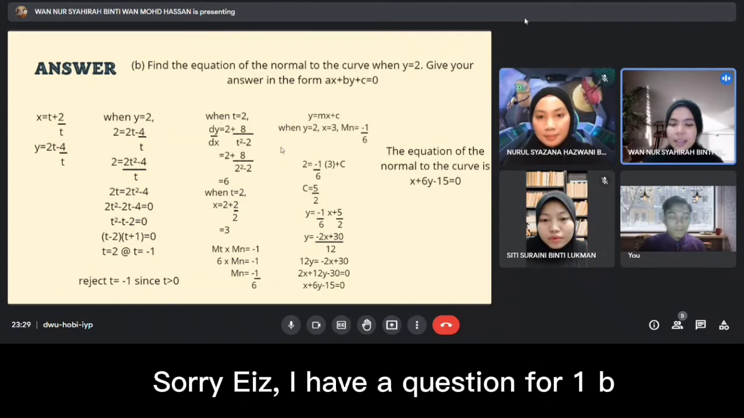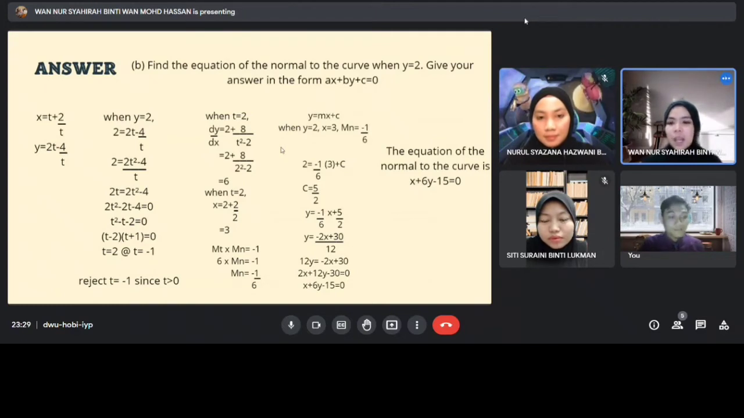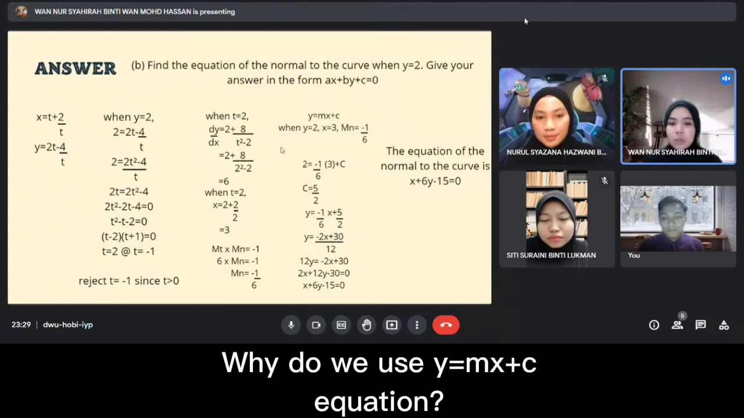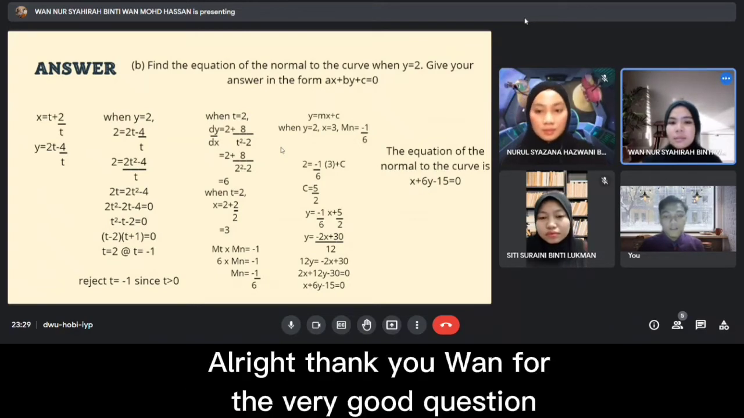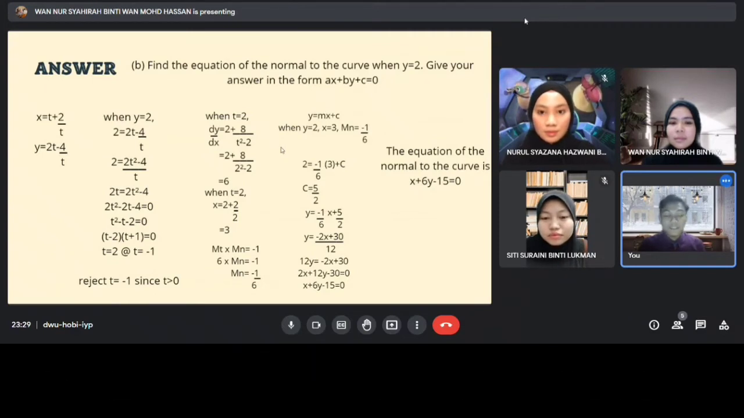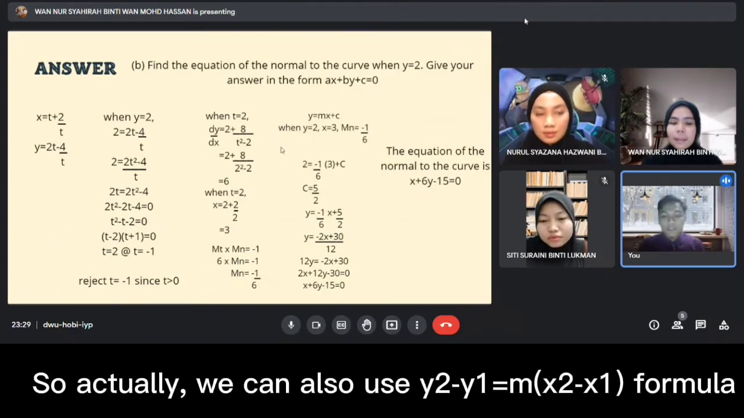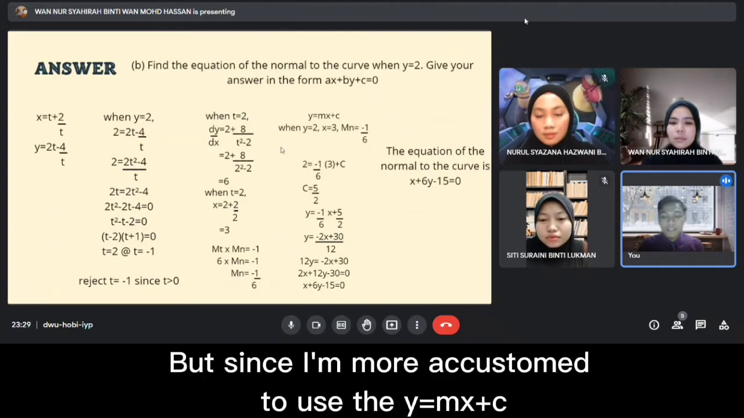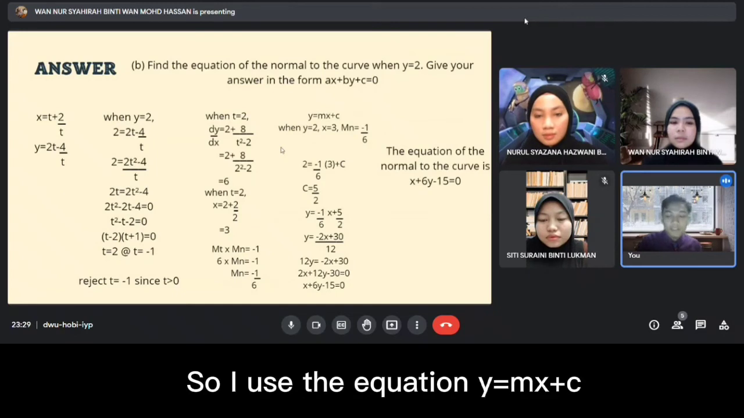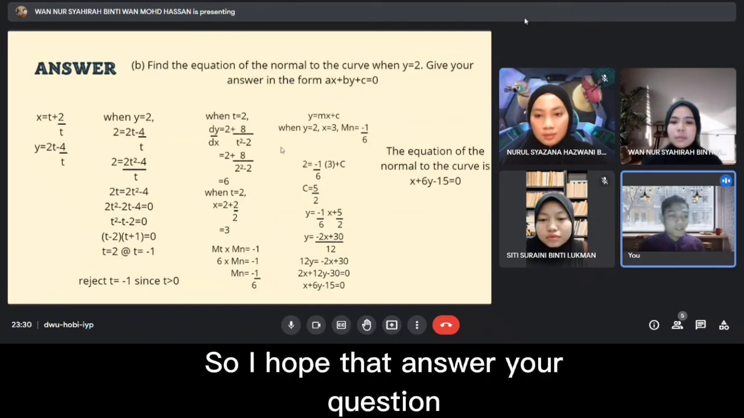Sorry, Ace. I have a question for question 1b. Where do we use the y equal to mx plus c equation? Can we use y2 minus y1 equal to m times x2 minus x1? Alright, thank you Wan for the very good question. So actually, we can also use the y2 minus y1 is equal to m times x2 minus x1 formula. We will still get the same answer, but since I'm more accustomed to using y is equal to mx plus c, I use that equation. So, hope that answers your question.